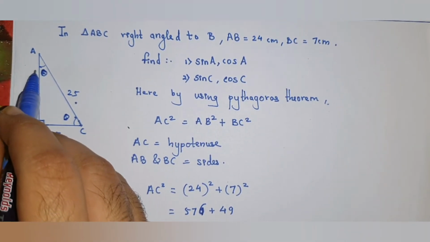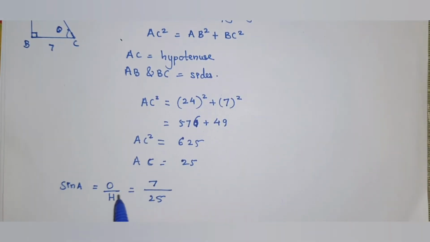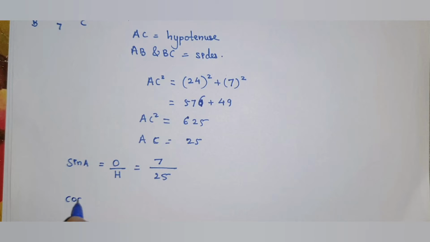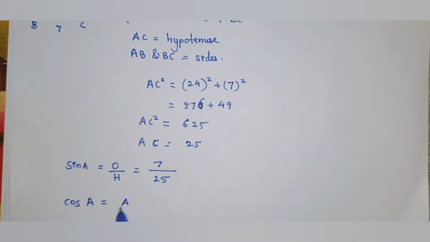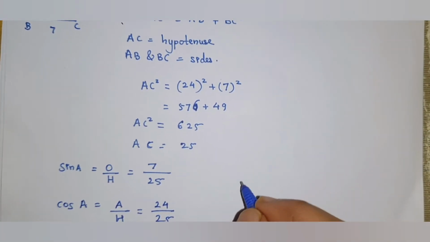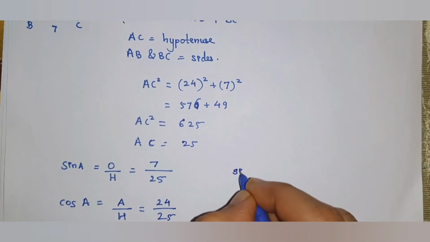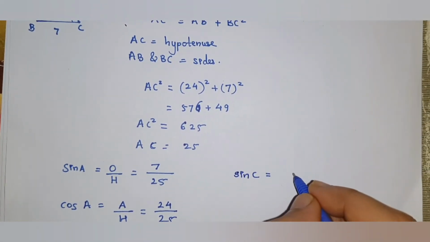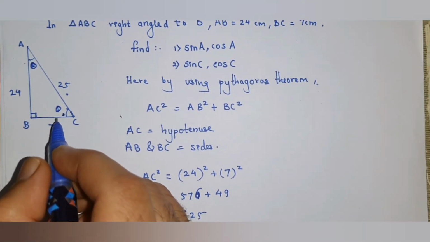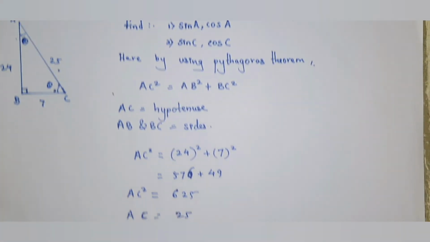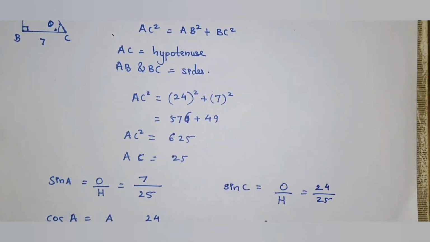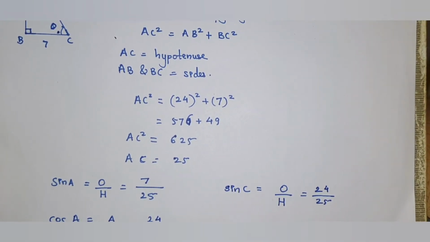So now for angle A, we have sine of A is equal to opposite upon hypotenuse, that is equal to 7 by 25. Similarly, cos of A is equal to adjacent upon hypotenuse, that is equal to 24 by 25. Similarly, for sine of angle C, that will be equal to opposite upon hypotenuse. Now we have to consider this as theta. For this angle theta, 24 will be the opposite side, so we have the value 24 by 25, as the hypotenuse doesn't change for a triangle.